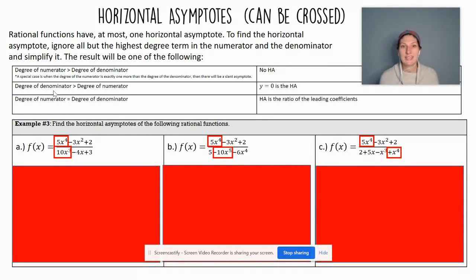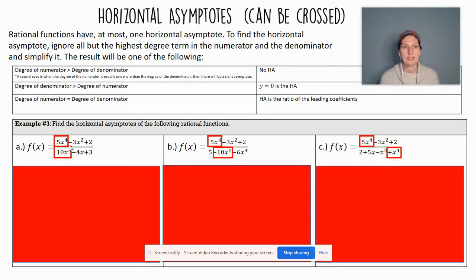If the degree is bigger in the denominator, so bigger on the bottom, so think Bob, you can write Bob, then your horizontal asymptote is y equals 0. So if it's bigger on the bottom, it's y equals 0. That's the equation of your x-axis. The last case is if the degrees are the same, then your horizontal asymptote is going to be the ratio of those leading coefficients. So let's take a look at those three cases down below.